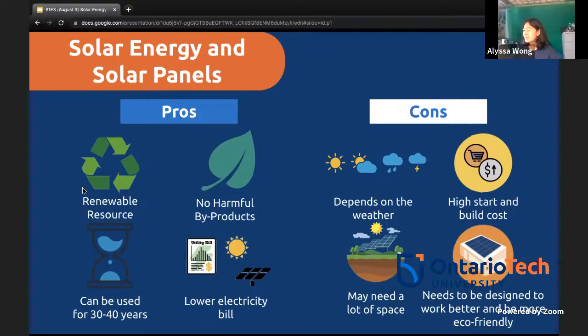But awesome. It sounds like people know all about solar energy and how great it is. So we'll move on to one more thing. I want to talk about solar ovens because this is exactly what our activity is going to be today.